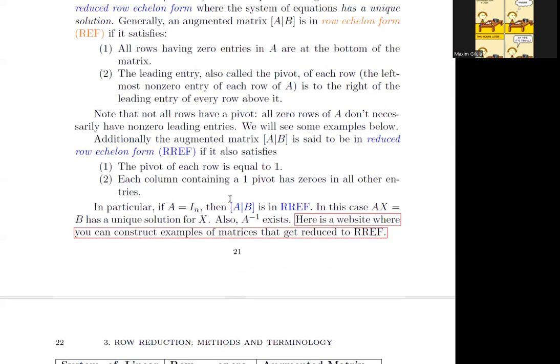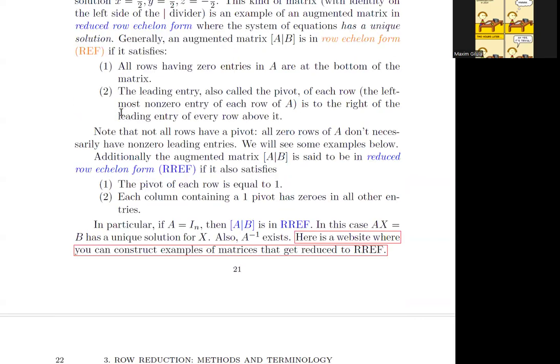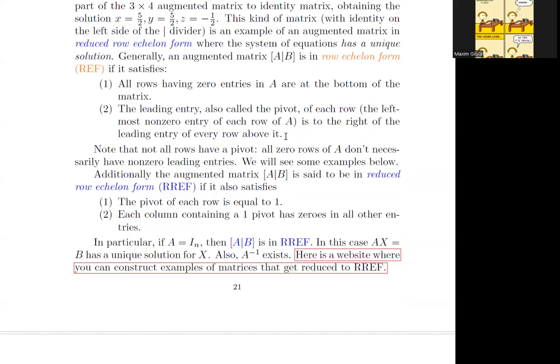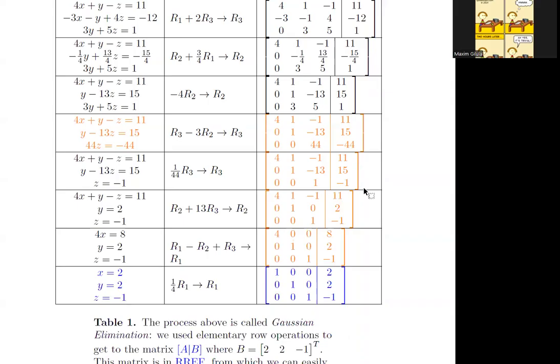And let's go back. What did that mean? All rows having 0 entries are at the bottom. There are no rows having all 0 entries, so that doesn't apply. It's satisfied. The leading entry, the pivot of each row, is to the right of the pivots of every other row. So this pivot is to the right of the 1 and the 4. And this pivot 1 is to the right of the 4. So this is in row echelon form. In fact, all of these matrices are in row echelon form because they all satisfy this.